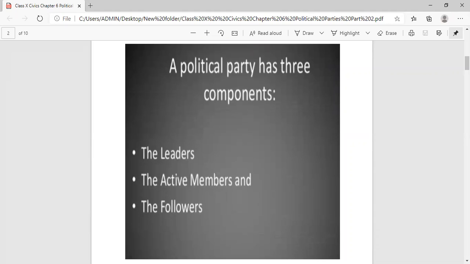The three main components of a political party are the leaders, the active members, and the followers. The leaders are usually the experienced members in a party, and the various steps to be taken will be finally decided by the party. The leaders will guide the other members in the party, and the leaders contest elections, and if they win, they perform the administrative jobs.